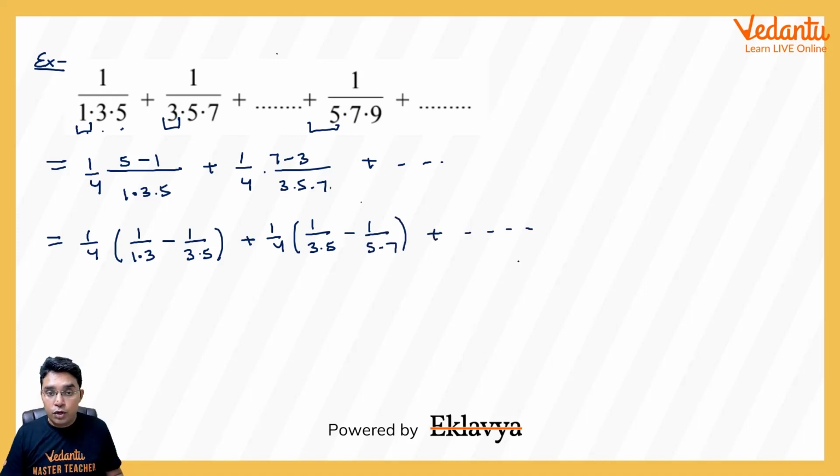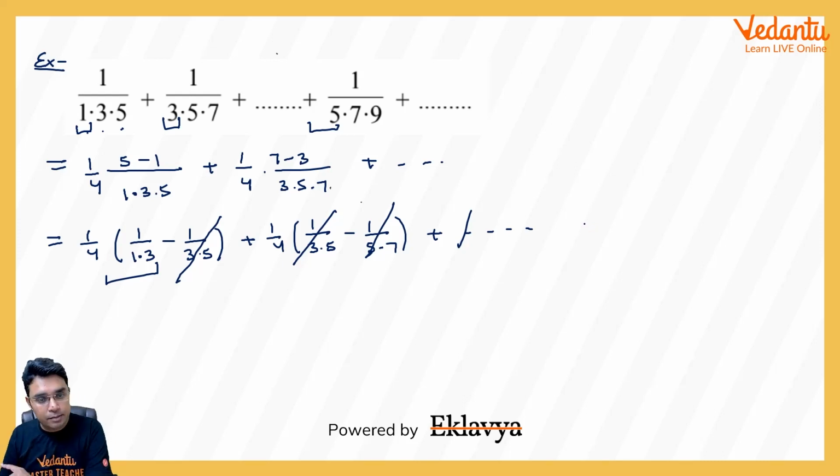I will leave it for you to do this question completely, but here you can see this is getting cancelled, and in the same way this will also get cancelled from the next term and so on. So one term is remaining from the first term and one term will be remaining from the last term. You can write what will be the last term, 1 upon 4. You can write what it will be.